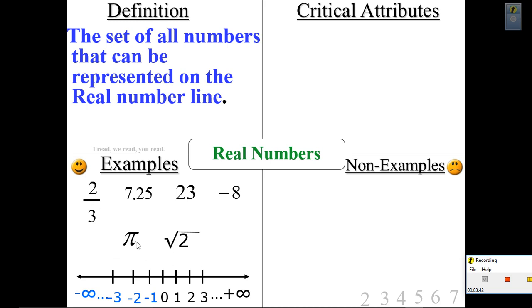Would you be able to plot 2/3 somewhere on the number line? Yes. How about 7.25? Yes. How about 23? Yes. -8? How about pi? Yes, where's pi at? 3 point something, right? So about right here. How about square root of 2? Let's see, what is square root of 1? 1 times 1 is 1, so 1. What is square root of 4? 2. So this is in between 1 and 2. So square root of 2 somewhere right here. Okay. Are we there so far?